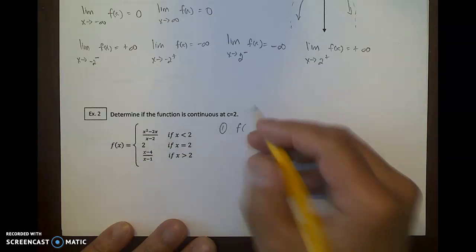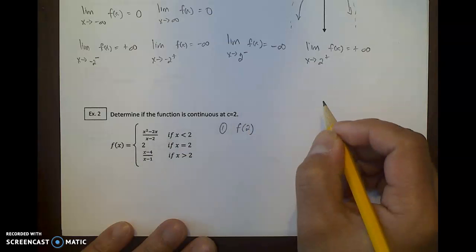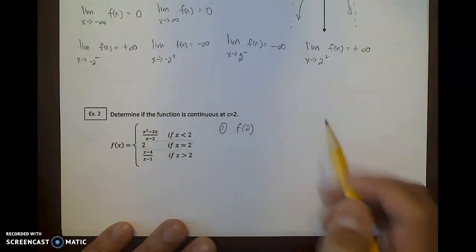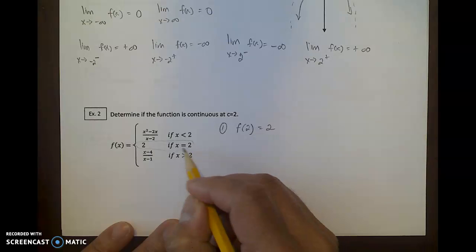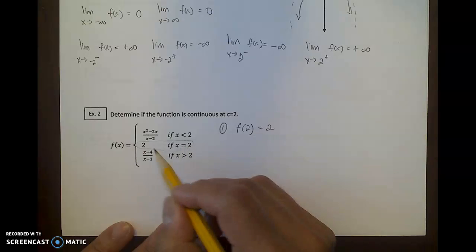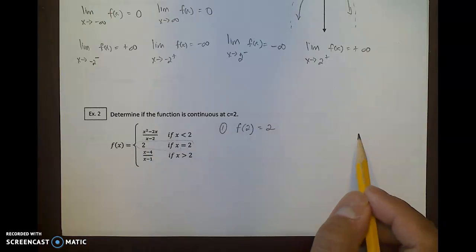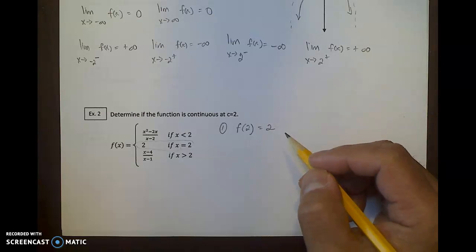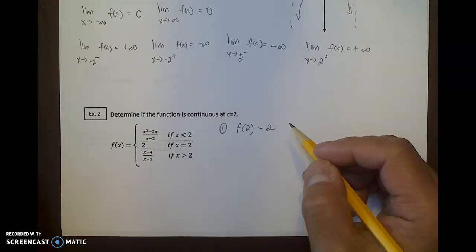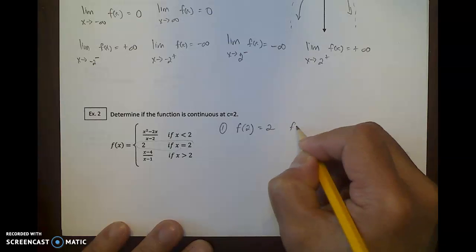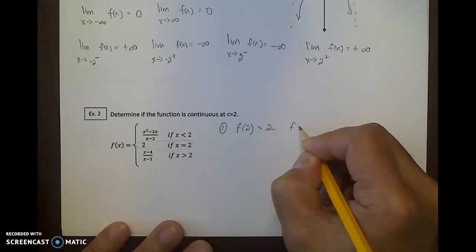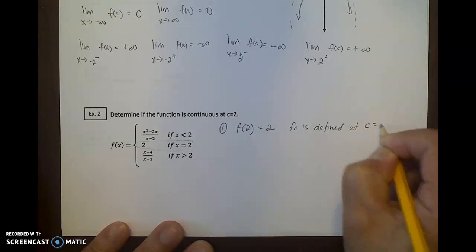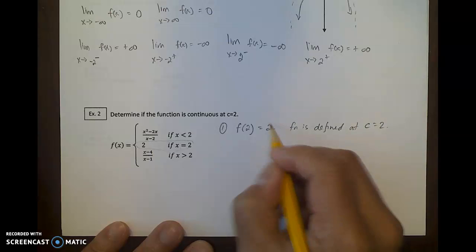So I'm going to take this function and input 2 for x. When I plug 2 in for x, according to this part of the piecewise function, with an input of 2 into the function, the output is 2. Therefore we know for sure that this function is defined at c equals 2, because we had an output.